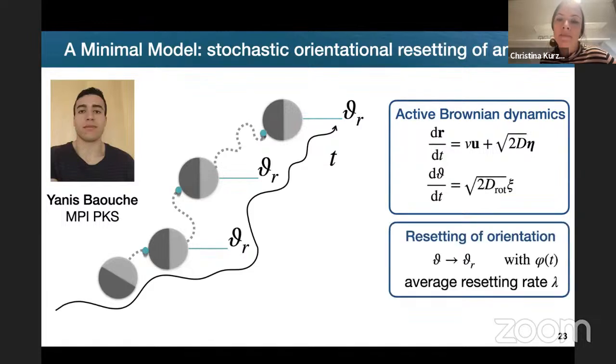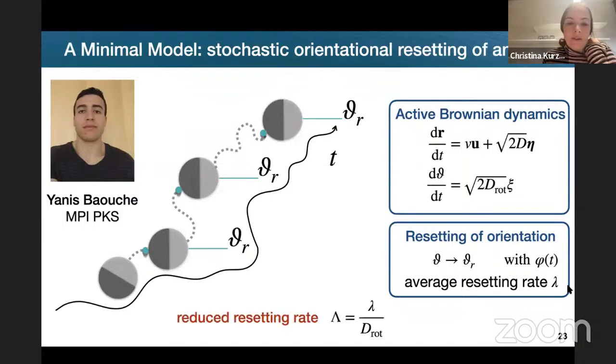And so now in our model, we reset the swimming direction of the particle at random times that follow the distribution phi of t, and we reset it to a resetting angle theta r. And there's an average resetting rate lambda. And so overall, we have a reduced resetting rate, which is the average resetting rate with respect to rotational diffusion. And we'll look at some aspects along this line.